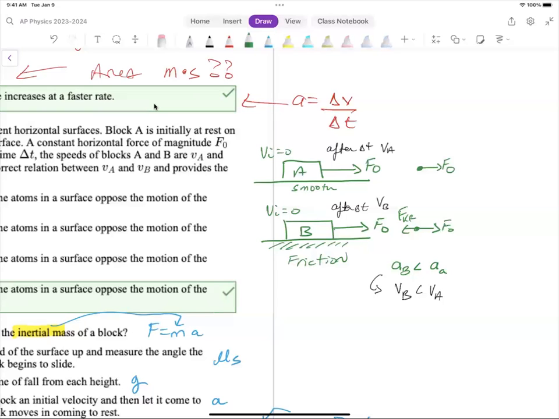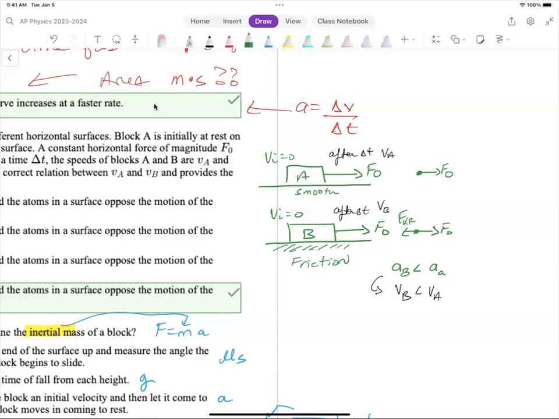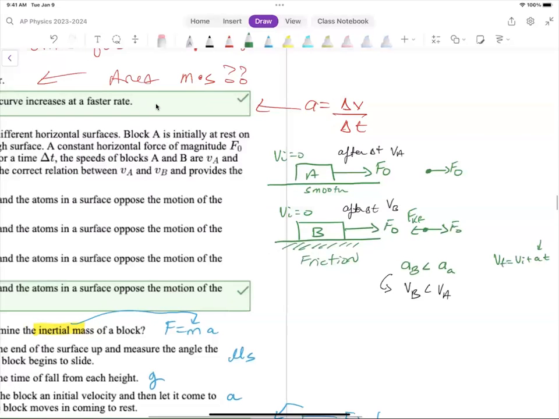Now, that will result in a smaller final velocity for B than the final velocity for A. And again, they have the same initial velocity and the same time. So final velocity is equal to initial velocity plus at. So that's the value that is less for B, therefore final velocity for B is less.